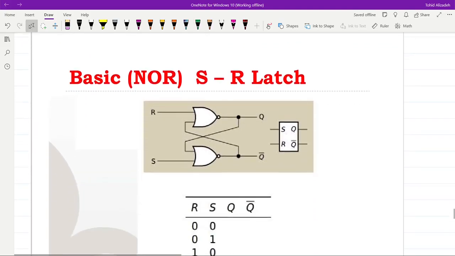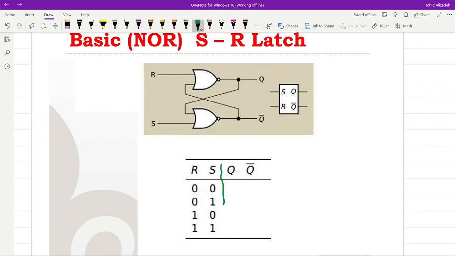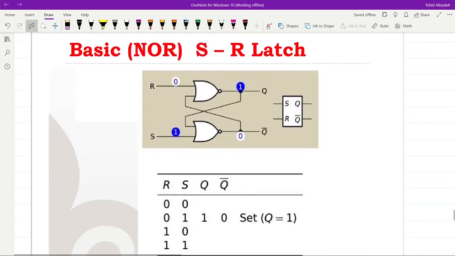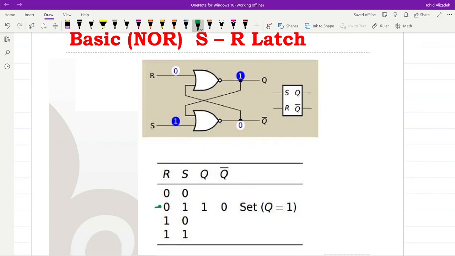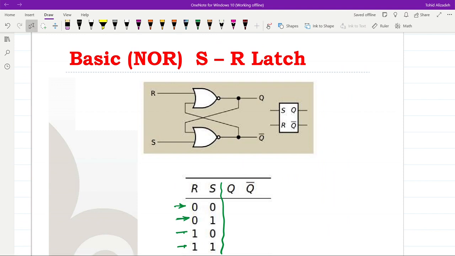So let's see how the latch is going to behave. Since we have two inputs to the latch, R and S, there are four possible options for their values: 0 0, 0 1, 1 0, and 1 1. Now we can consider each of them one by one. Let's first focus on the case where we have 0 for R and 1 for S. Let us see what we will have as the output values for Q and not Q.